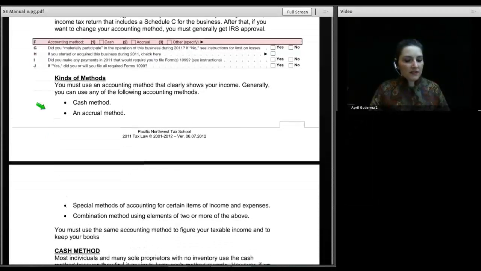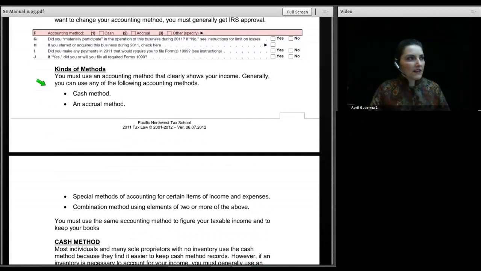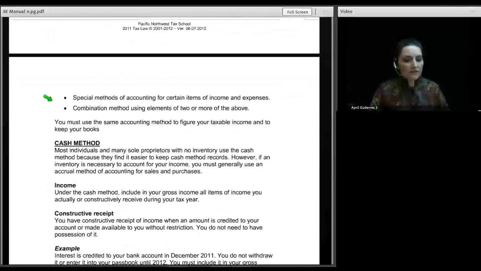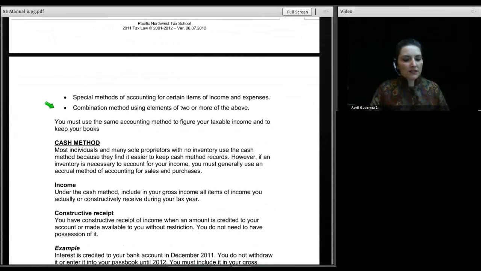The kinds of methods. You must use an accounting method that clearly shows your income. And generally, you can use any of the following accounting methods: the cash method, an accrual method, a special method of accounting for certain items of income and expenses, or a combination method using elements of 2 or more of the above. You must use the same accounting method to figure your taxable income and to keep your books.